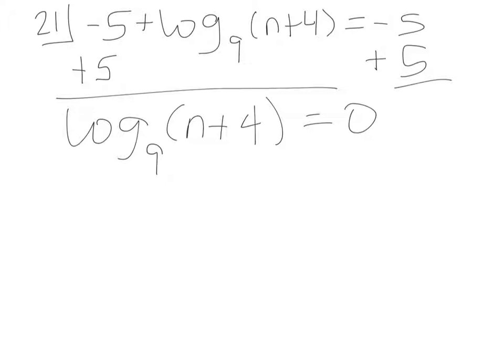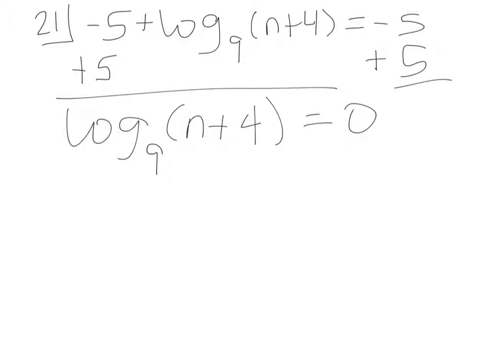So sometimes there's just one step like there was here with the 5s. Okay, sometimes there's going to be more steps. So once you're at that point, what you're going to do is you're going to actually rewrite it in exponential form. So this is like a throwback to our very first day. And so I'm going to do 9 to the 0 equals n plus 4.